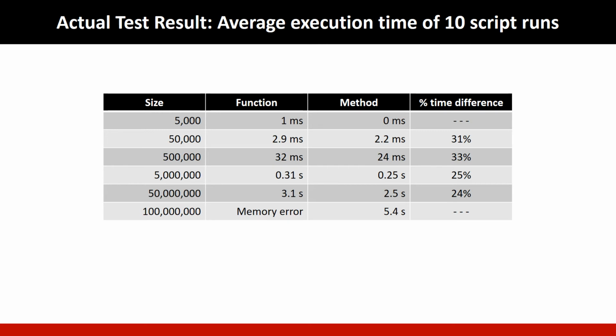Based on the results, the execution time of using a function is slower than the method of the class. The execution time difference is between 24% and 33% with respect to the method. Moreover, the function gave a memory error for the list size of 100 million. Therefore, the method handles memory efficiently.